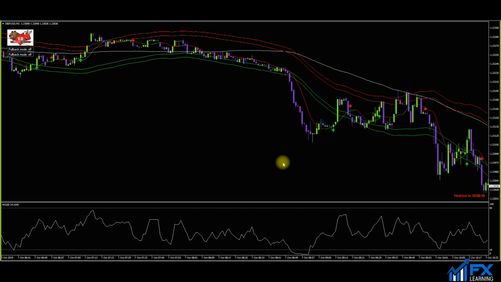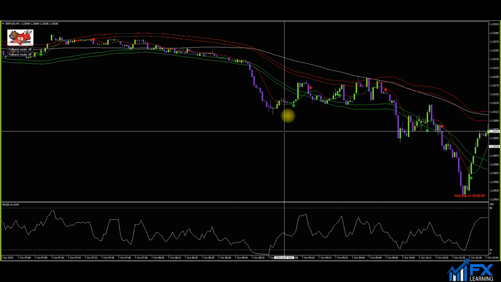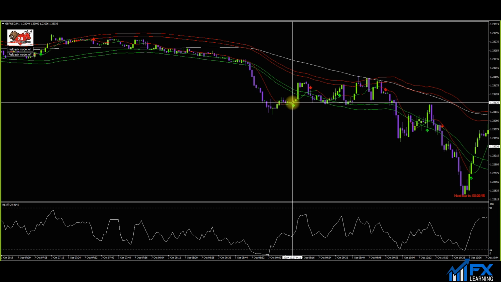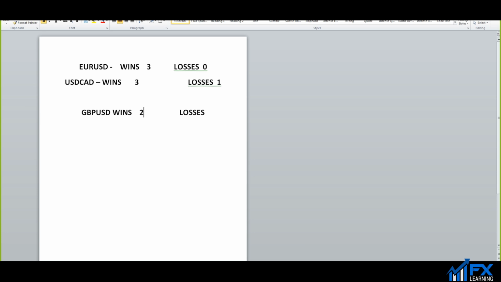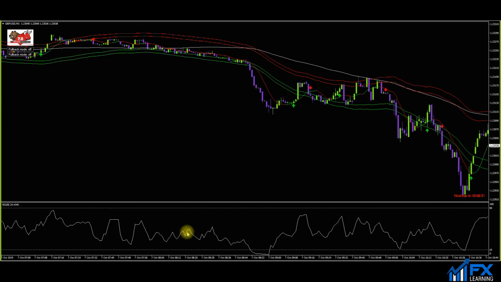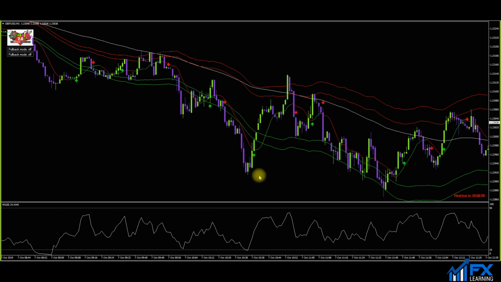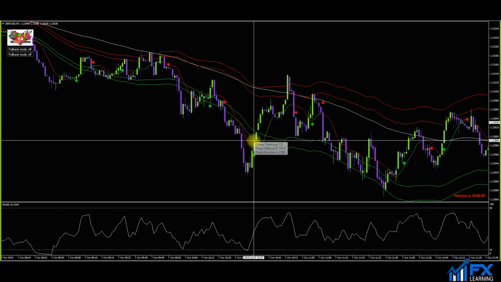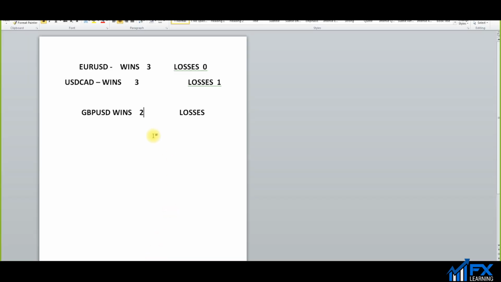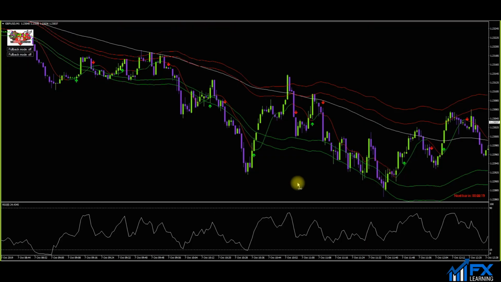Again here, nicely crossed over on the RSI. You see this here, signal arrow. Again, that's another winner. So we're on 2 like this. Keep going. Again here, oversold, signal arrow. Is this a winner? Come on. So we're on 3. Keep going.